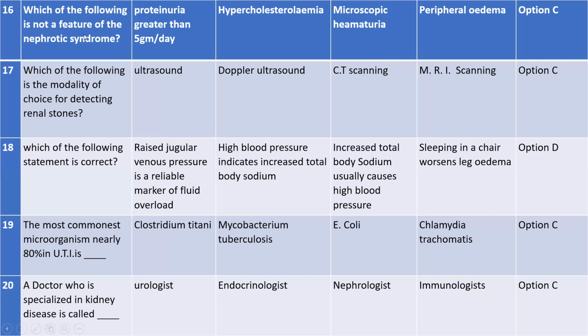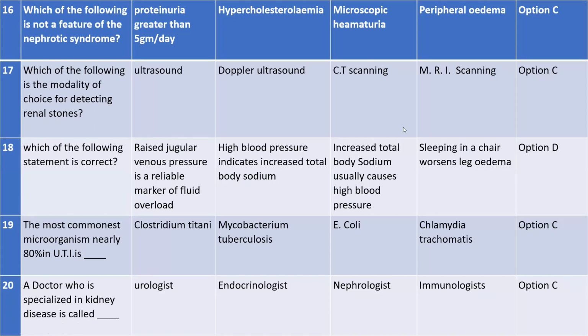In order to choose option number C, you have to read the question nicely, okay? Don't read the question like this. Which of the following is a feature of nephrotic syndrome? This small "not" written here means which of the following is not. So which one does not come in the features of nephrotic syndrome? You have to choose this.